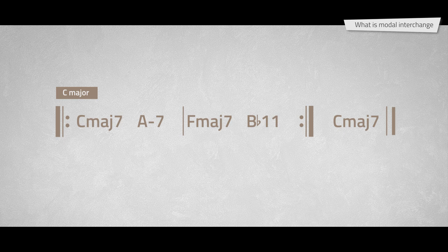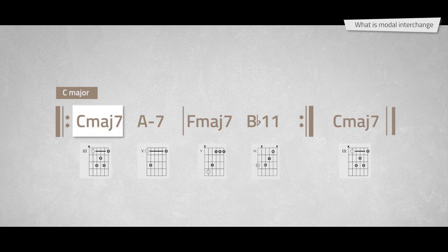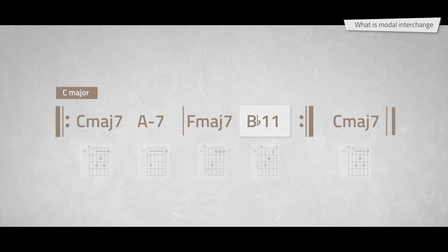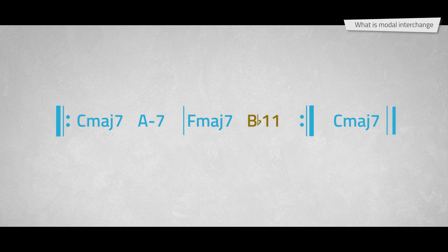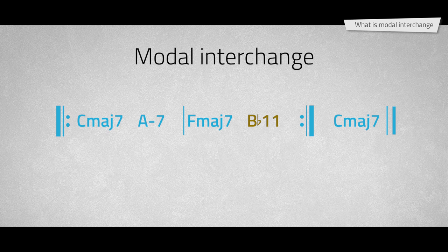First, listen to this example. C major 7, A minor 7, F major 7, B flat 11, and C major 7. Probably you heard the mood change in bar 4. Something happened there with that strange B flat 11 chord. But what? Now, this is called a modal interchange.